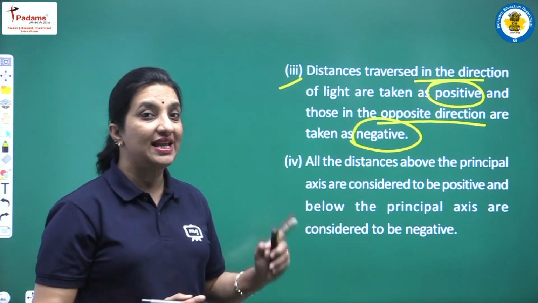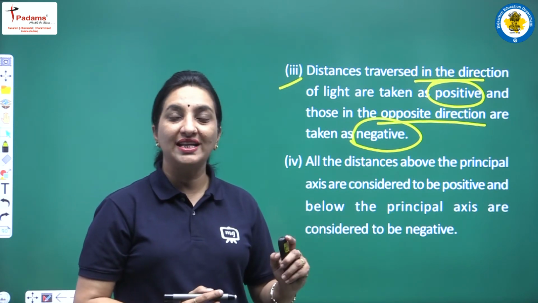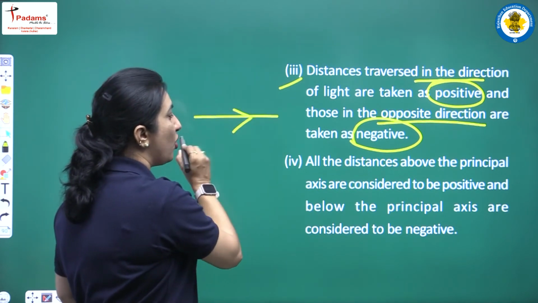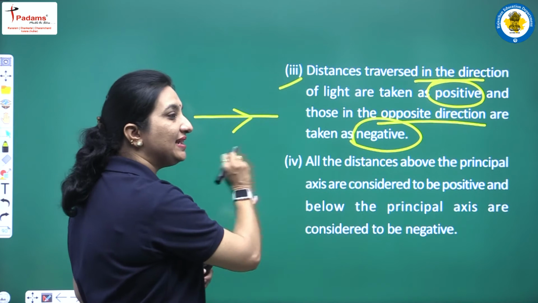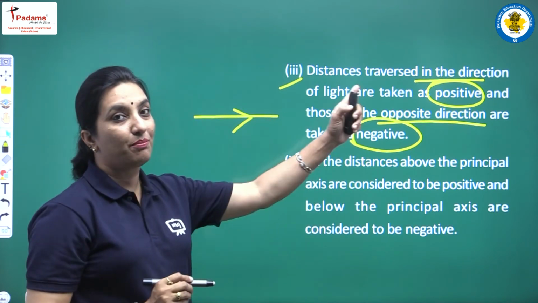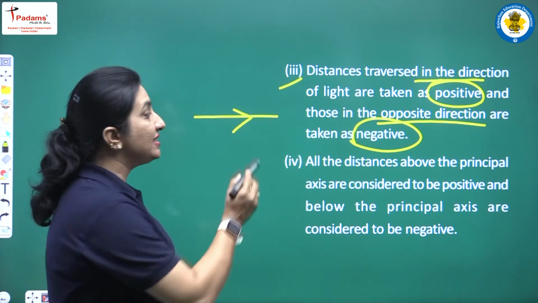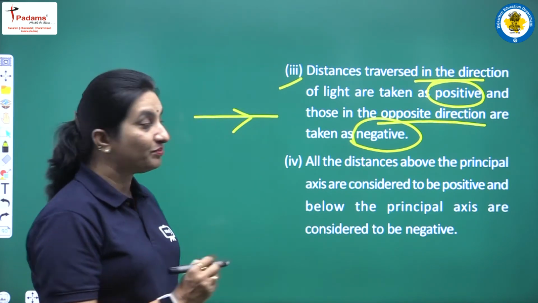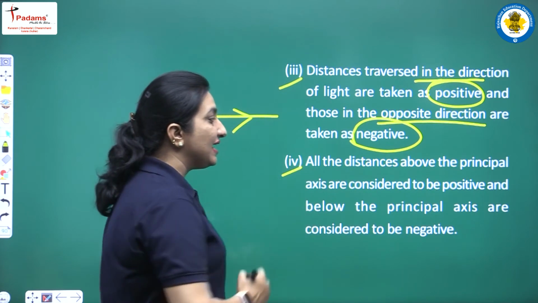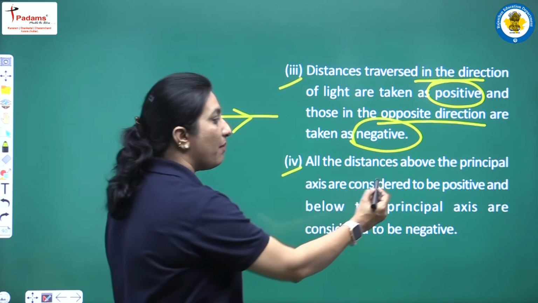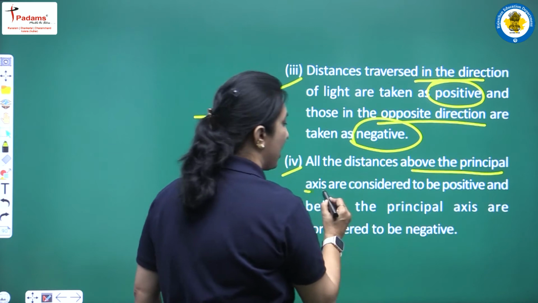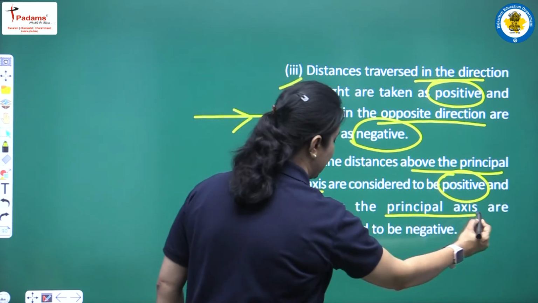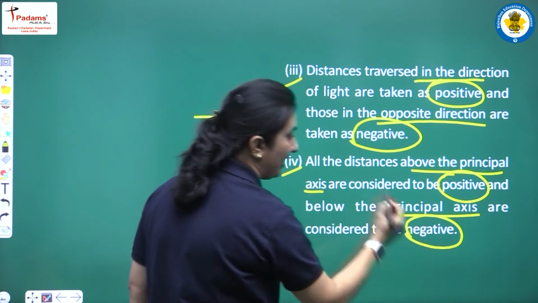All the distances in the direction of the incident ray of light, which is always taken from left to right, so all the distances measured in this direction will be taken as positive, and all the distances in the direction opposite to this will be taken as negative. Now the fourth sign convention is that all the distances above the principal axis are considered to be positive and those below the principal axis are considered to be negative.